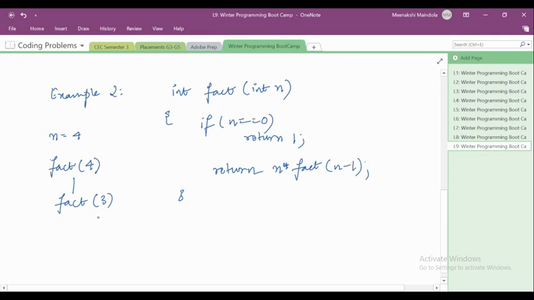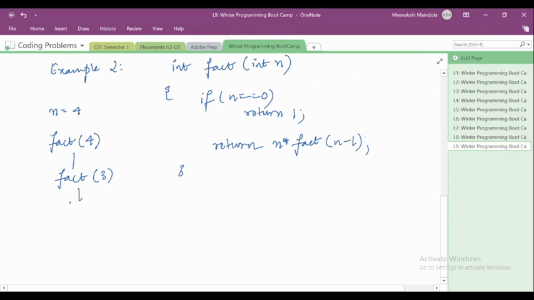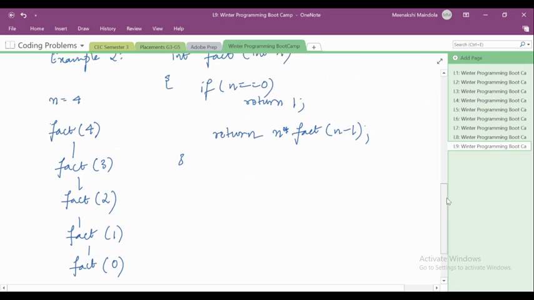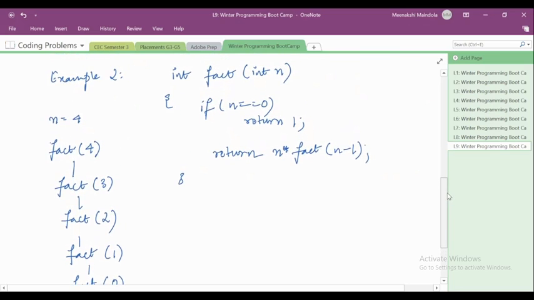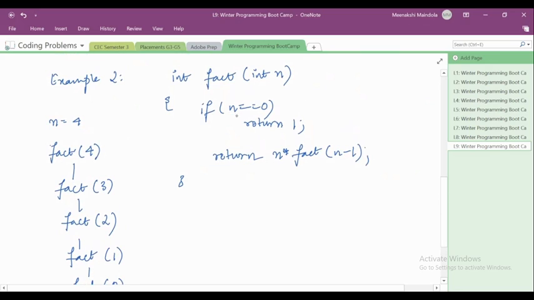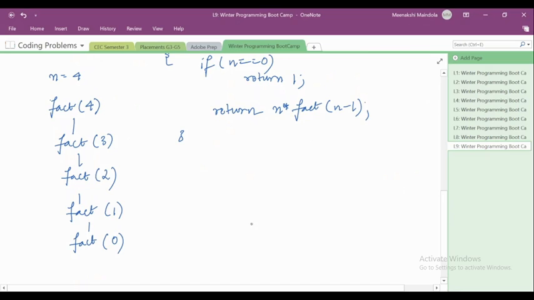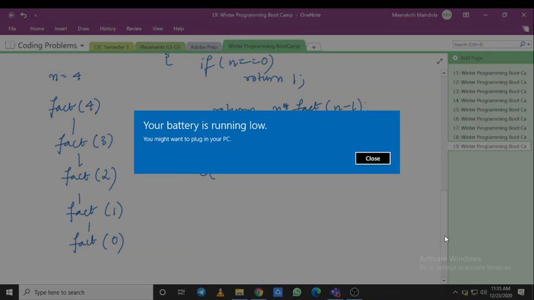right? And further, when you go ahead, you say that this is going to be fact of 2, then again fact of 1, and then fact of 0. So once it calls fact of 0, this if condition becomes true, and then in this case it is going to return 1 simply. So you say the number of times that you are going to call this particular function is n plus 1 times.